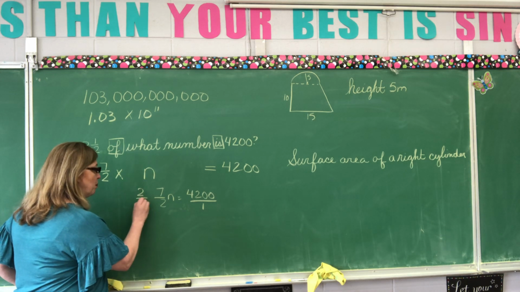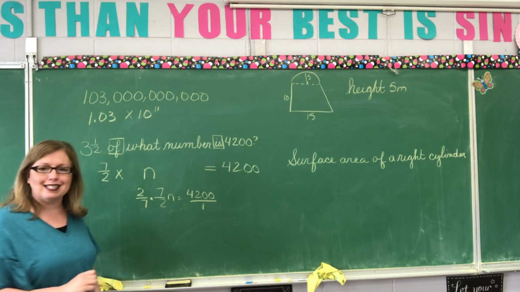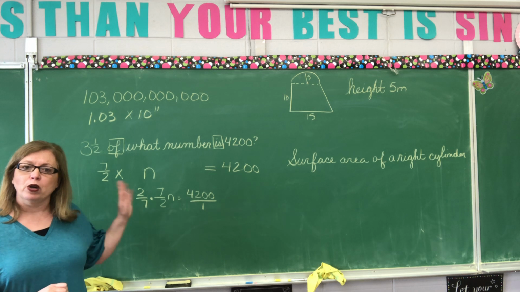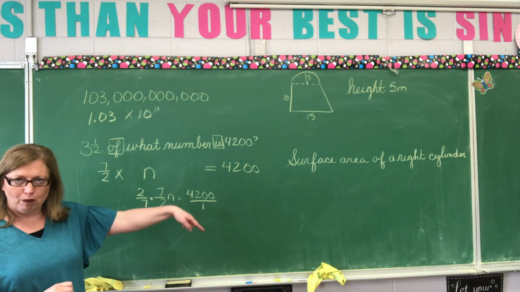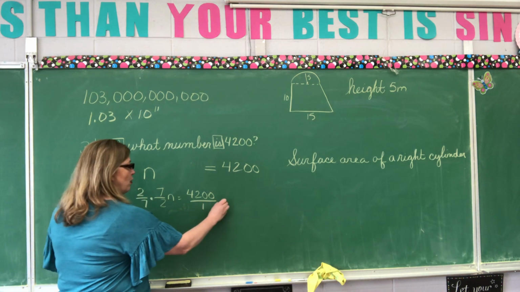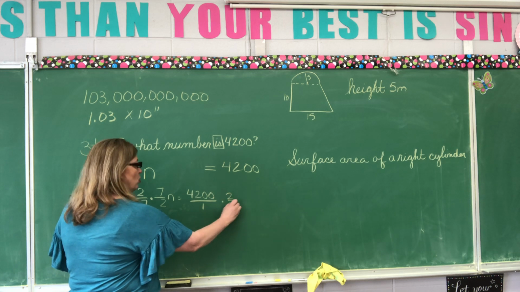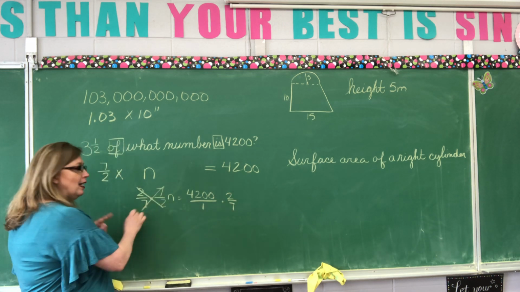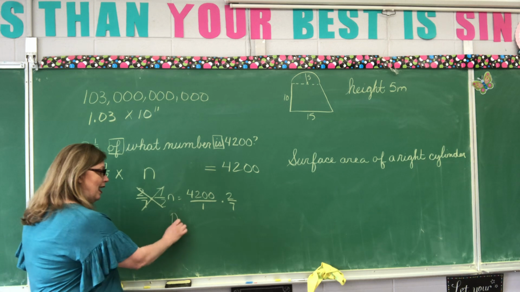So we're going to put the reciprocal here. We're going to multiply because it says 2. What's rule number 2? Whatever you do on the left, you must do on the right. So I'm going to come over here and I'm going to multiply by 2 over 7. Now these are going to cancel, leaving me only the n.